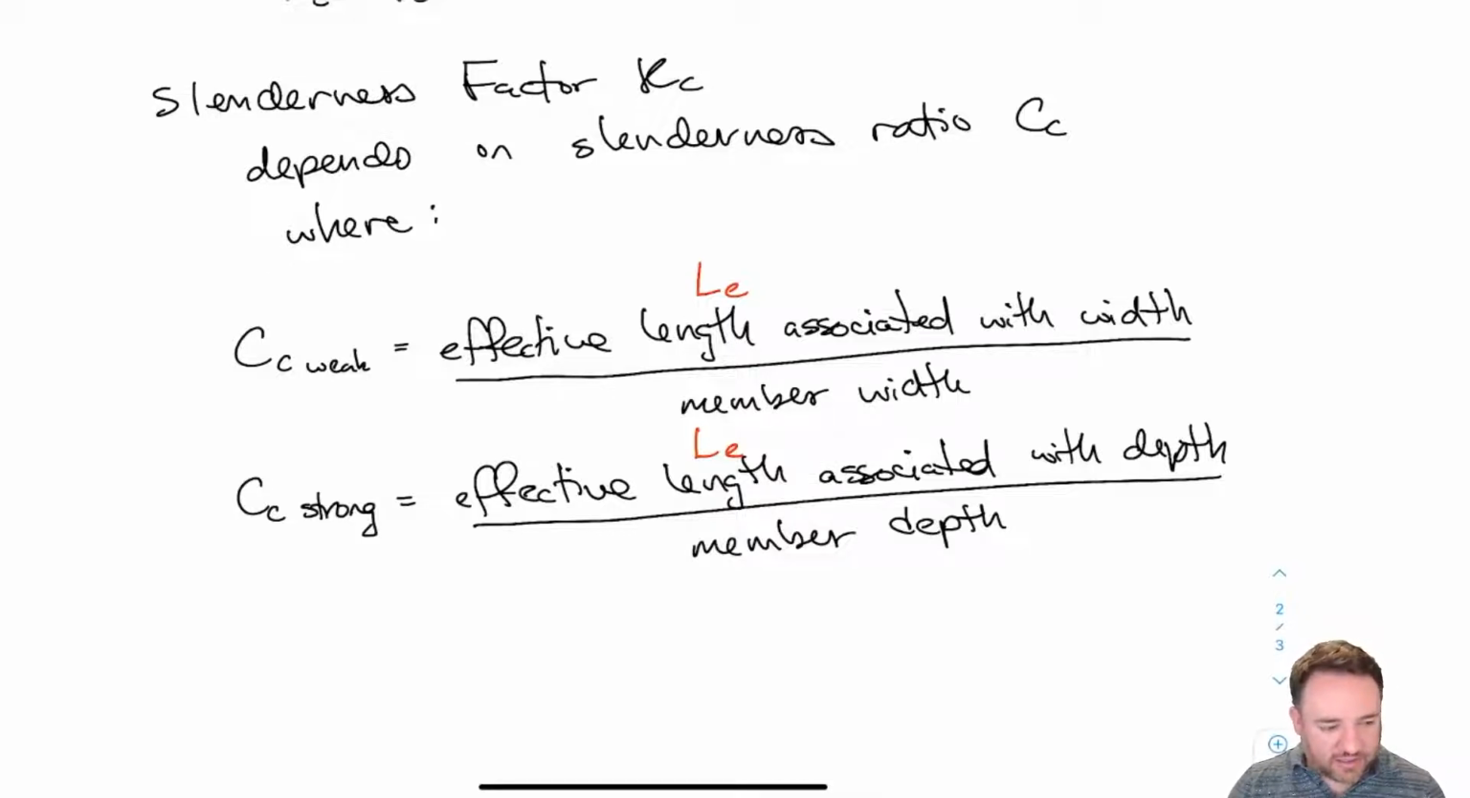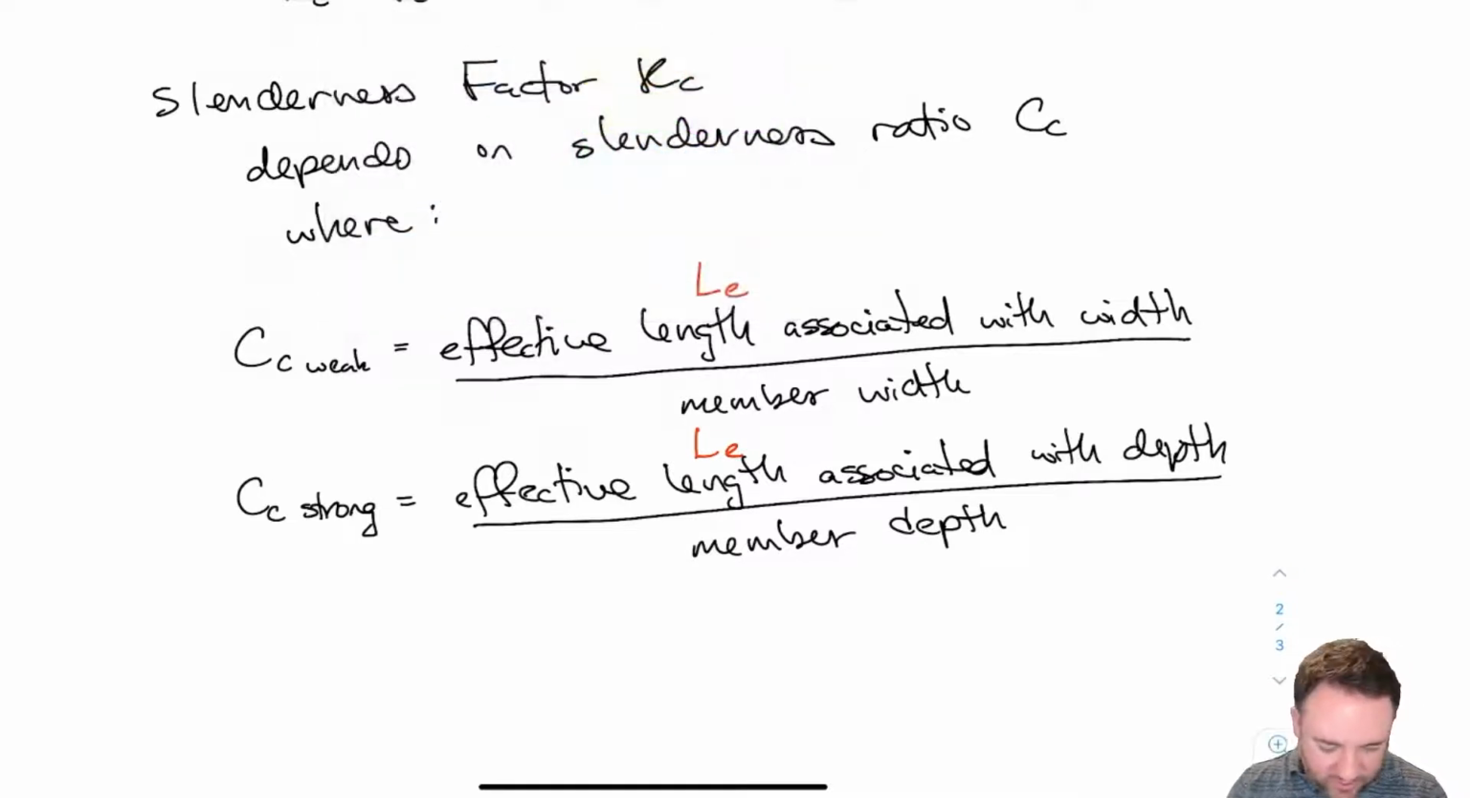Now, in the standard, it just says C_c. It has two equations for C_c. One says C_c is the effective length associated with width divided by member width, and then it says C_c again, the effective length associated with depth divided by member depth. And I added this little subscript weak and subscript strong, which I just like to do in order to keep track of it. Now, it doesn't mean that the strong axis slenderness is necessarily going to be less than the weak axis slenderness. I'm just keeping track literally of which way is weak for the cross section and which way is strong for the cross section. And you might see that that helps you keep track as well.